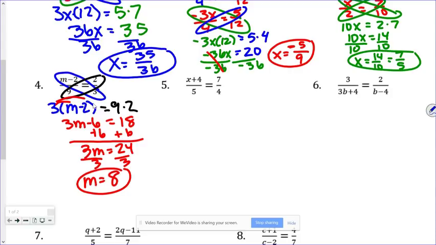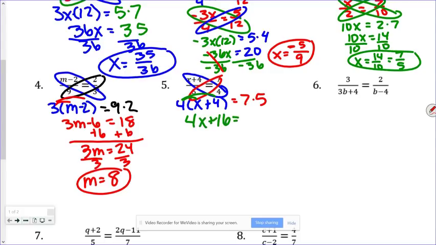So number 5, again, it's in this proportion format. There's an equal sign in the middle. So I'm going to use cross multiplication again. So I have 4 times x plus 4, then equals 7 times 5. Distribute my 4. So I have 4x plus 16 is equal to 35. Minus 16 from both sides.